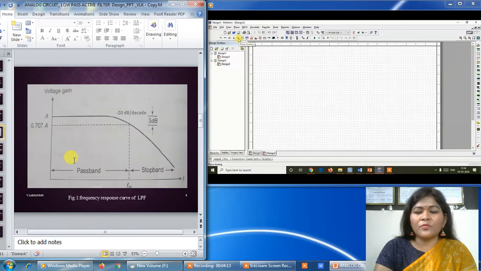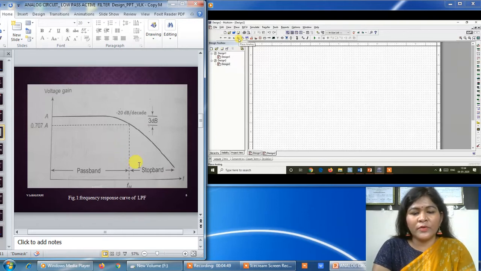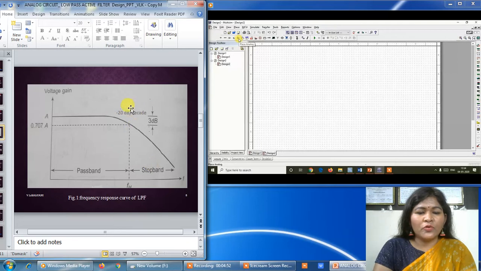So this is the frequency response curve of low pass filter. Here, as you can see, there are two bands: this is the pass band and this is the stop band. This is the voltage gain and this is the frequency. When we increase the frequency, the gain is constant here, and then decreases. At this point is your cutoff frequency. This is the high cutoff frequency, because the low pass filter passes only low frequency signals and rejects the other frequencies.